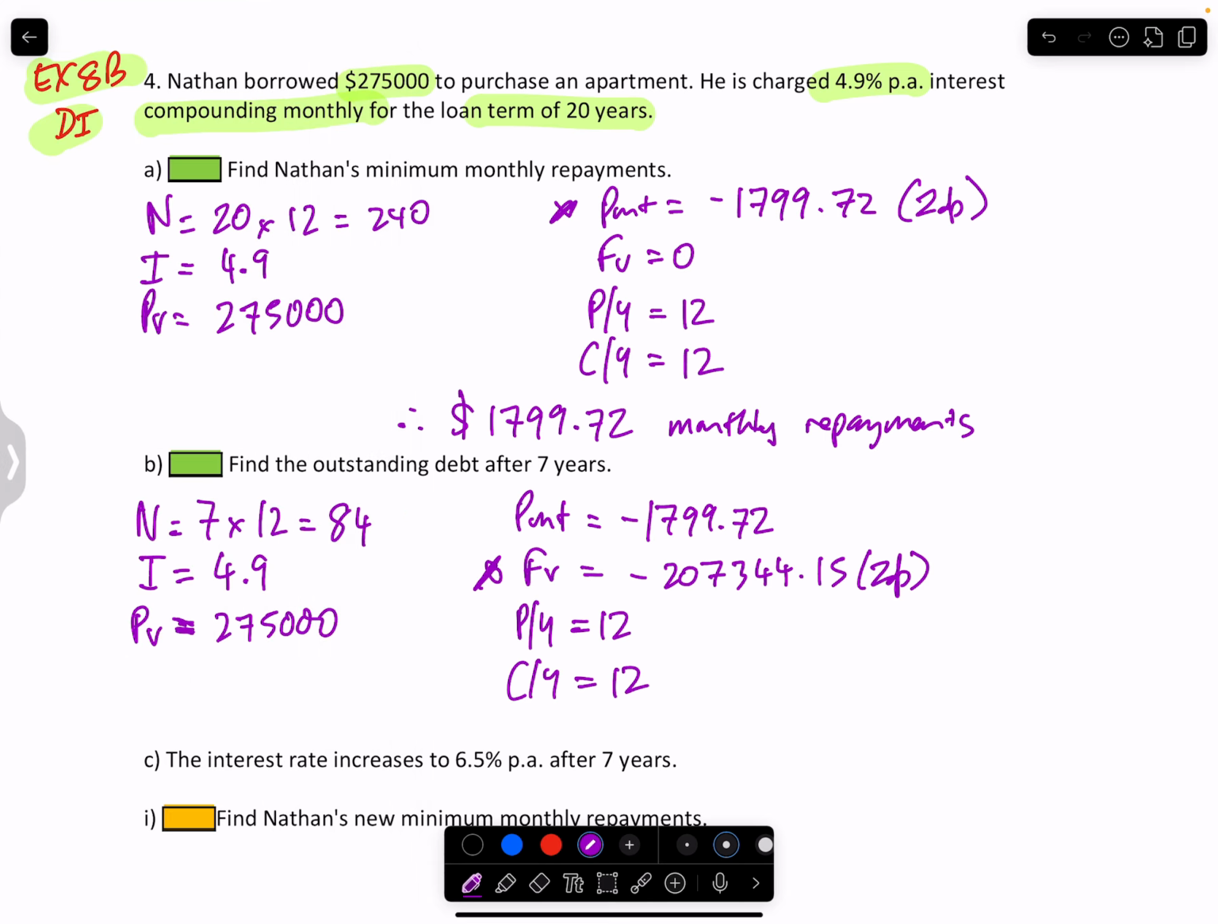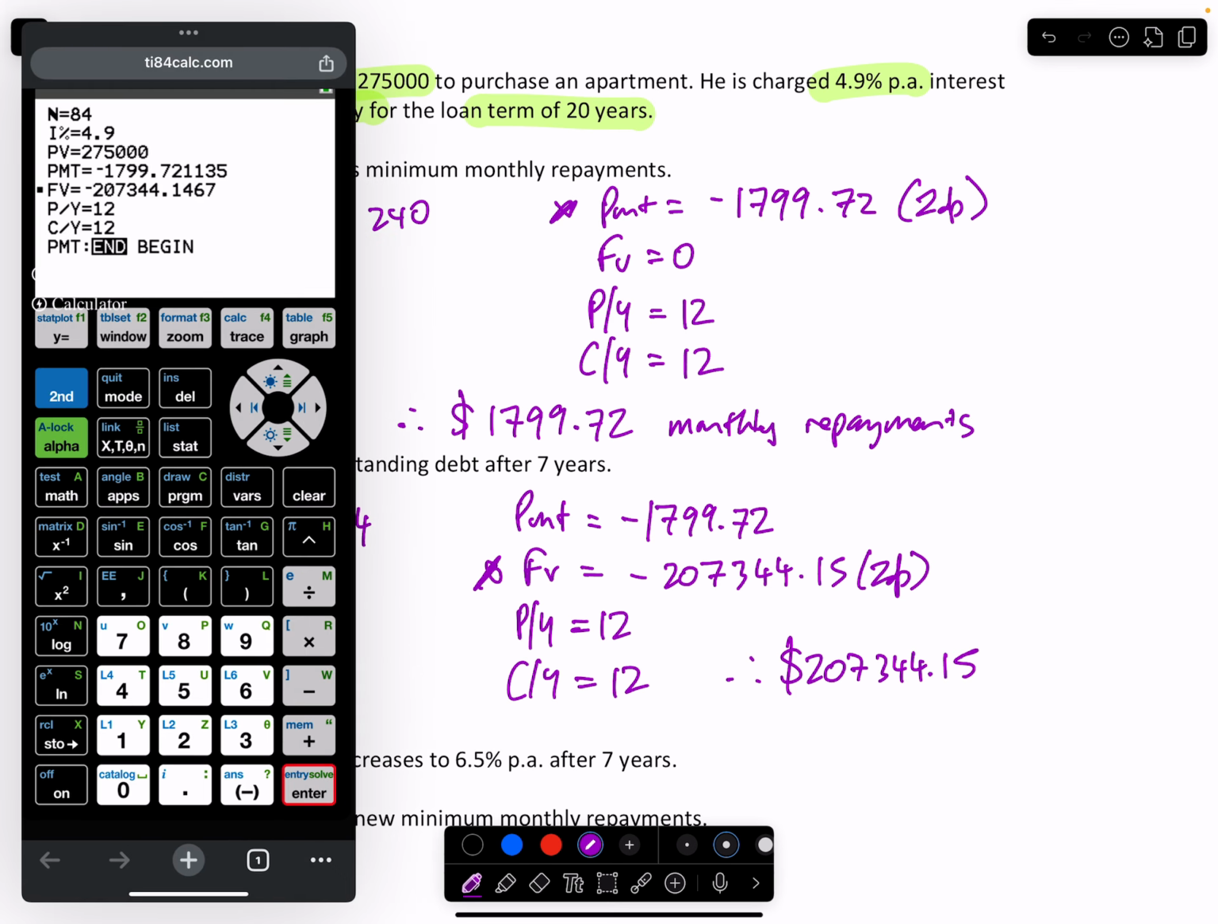Move the calculator. So therefore, 207,344.15. Oh no, I didn't change that. So that's a mistake, my bad. Need to redo this. I've claimed that my repayments are this, rounded to 2 decimal points. I haven't actually done that in the calculator, so let's fix that.